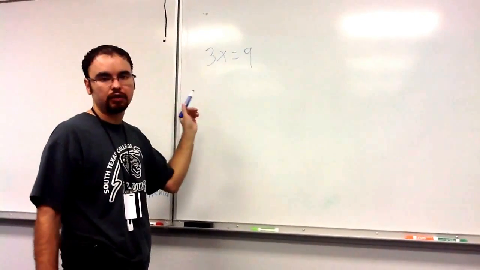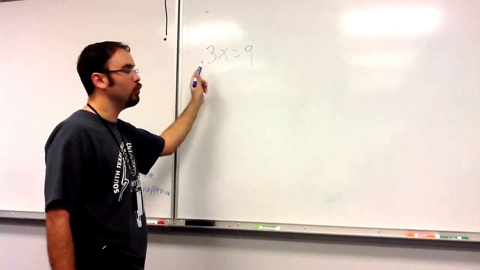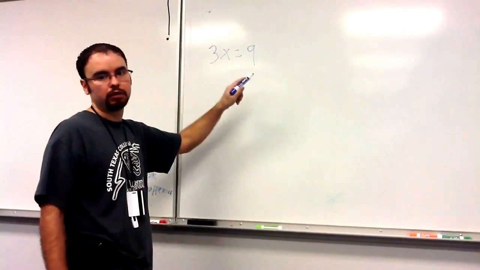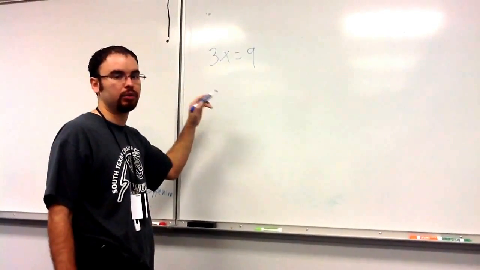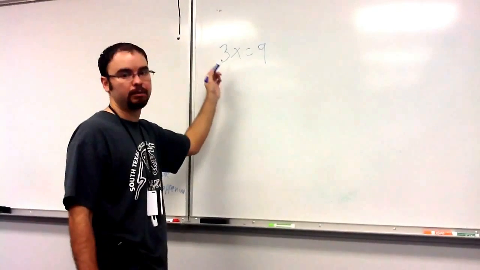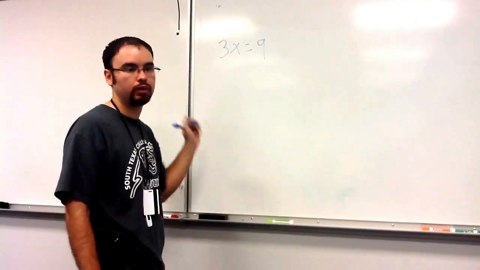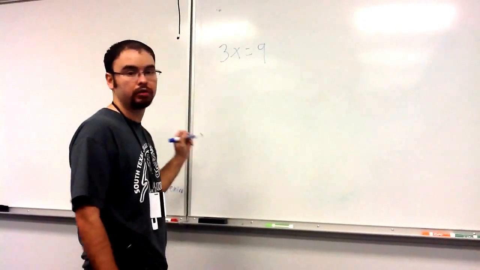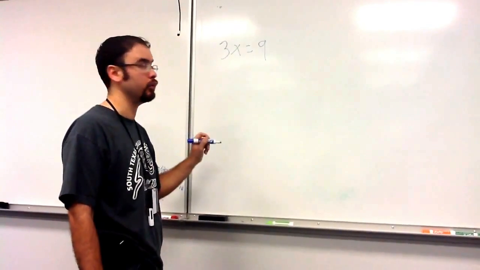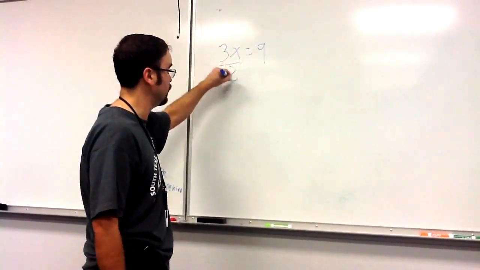There's only one number that's going to make this thing true. We know that 3 times something is equal to 9. We know what that something is because we know our times tables. We know that 3 times 3 is 9. So I know my x is going to be 3. However, let's do the math of undoing. So I'm going to do the opposite of what I'm doing to my x. So I'm going to divide it by 3.